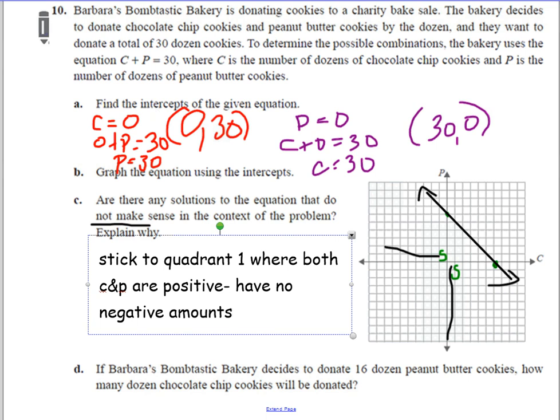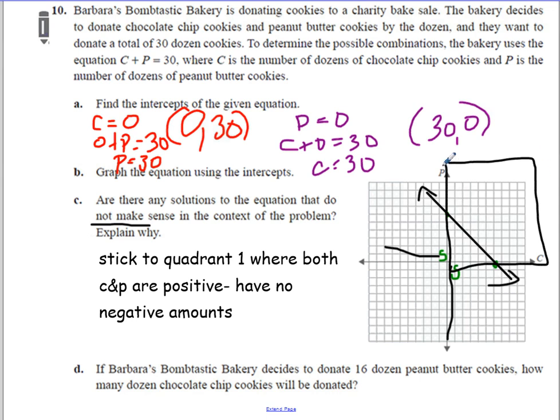And so that's why a lot of times when you're looking at a graph that demonstrates some data, they don't even put the whole coordinate plane. They just put quadrant 1 on the graph because in most context story problems, it doesn't make sense to have negative values.